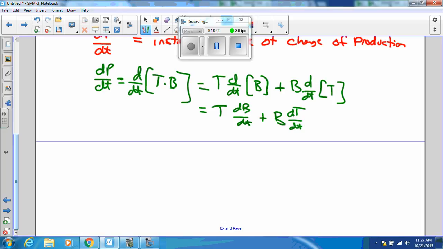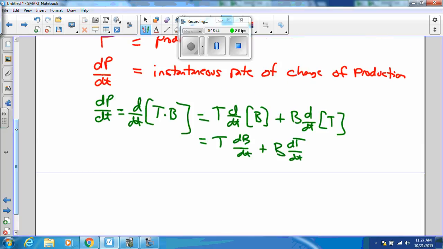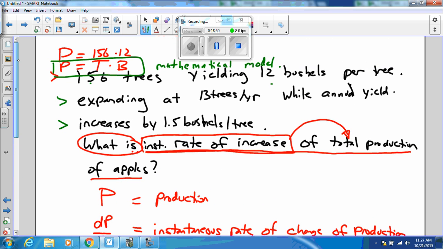Now it's just a matter of plugging in those quantities. I need to go hunting through the problem to find them. What is the value of T, the number of trees, at this time? Go back to the question. What is the value of the number of trees at this time? It is how many? 156. That's right. The number of trees is 156.